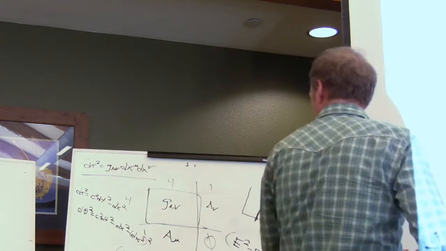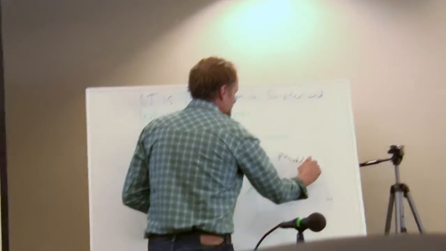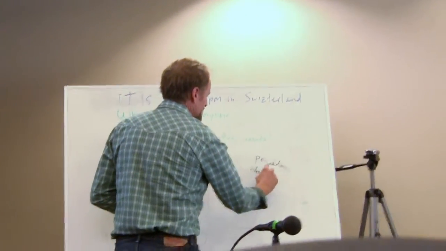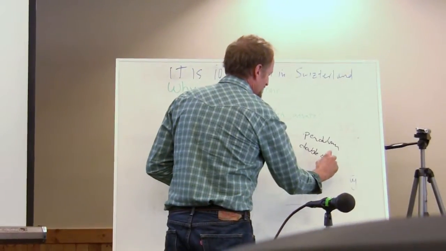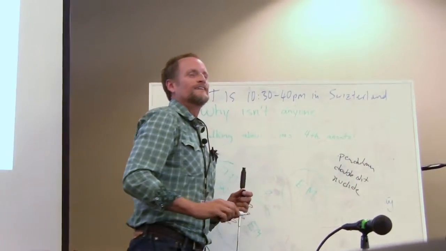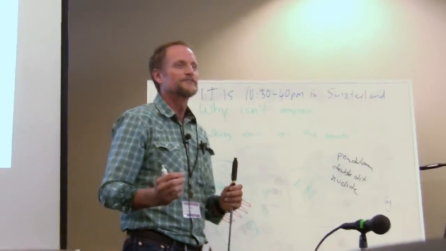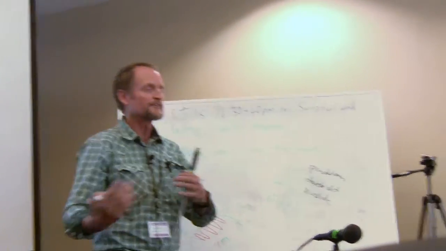You know, I'm just going to start tabulating these. So we had the pendulum, the double slit, you could also use an electron. The nuclide. An electron? Sure. How would you change its state? How would you get the undilated or uncontracted time?